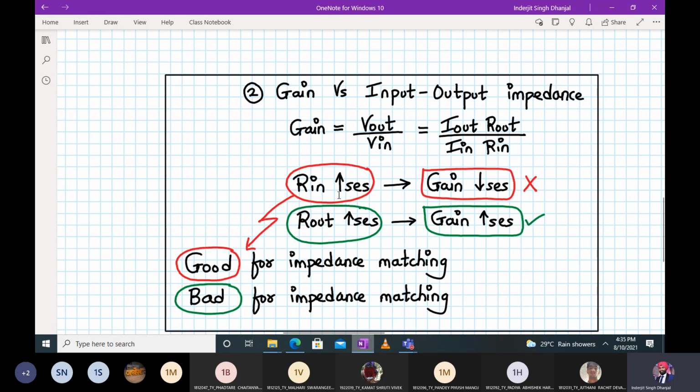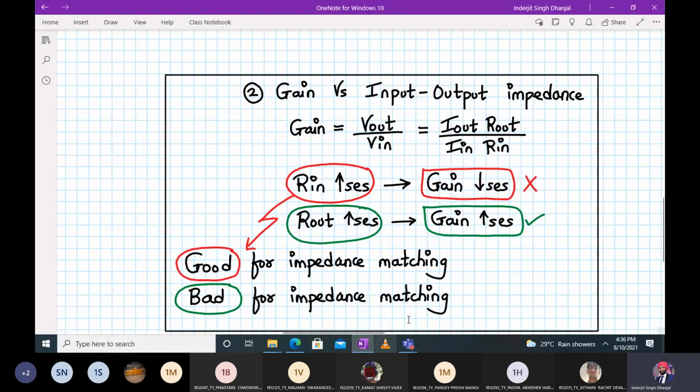So let's say you want to increase the input impedance. Why do we want to increase the input impedance? Because it's good for impedance matching in case of voltage amplifiers. So according to this formula, if I increase the input impedance, my gain will fall down, which I don't want. Then the only way to increase the gain might be that Rout can be increased. And if Rout increases, it's bad for impedance matching.